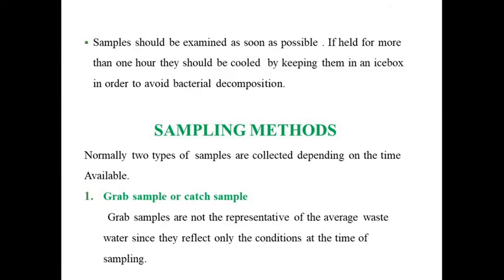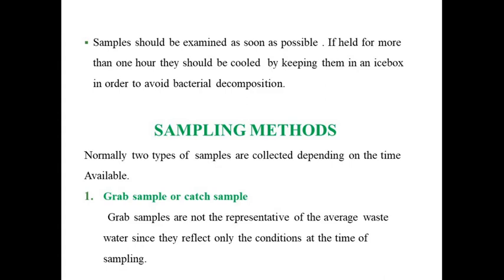Okay, so these are the two types of sampling: grab sampling and composite sampling. Grab sampling consists of a portion of wastewater all taken at one time, and grab samples are not representative of the average wastewater characteristics, because they reflect only the conditions at the time of sampling. Since the time available in most cases is limited, grab samples are used for analysis, which is not a good practice, whereas composite samples are sometimes collected.